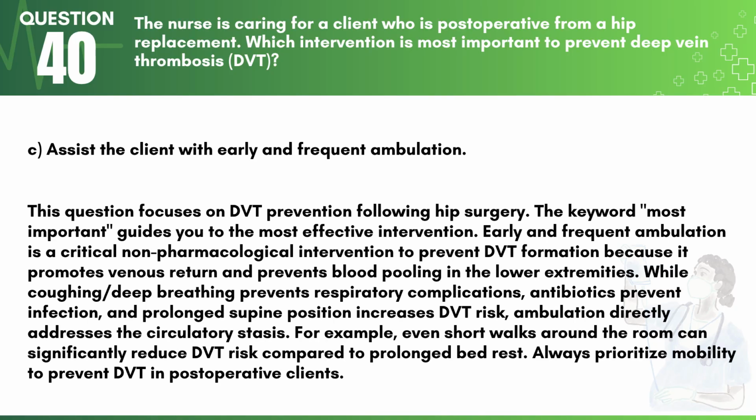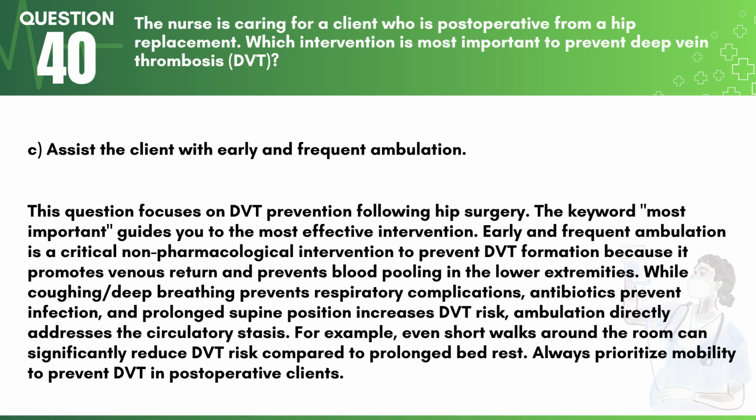Answer: C. Assist the client with early and frequent ambulation. This question focuses on DVT prevention following hip surgery. The keyword, most important, guides you to the most effective intervention. Early and frequent ambulation is a critical non-pharmacological intervention to prevent DVT formation because it promotes venous return and prevents blood pooling in the lower extremities.